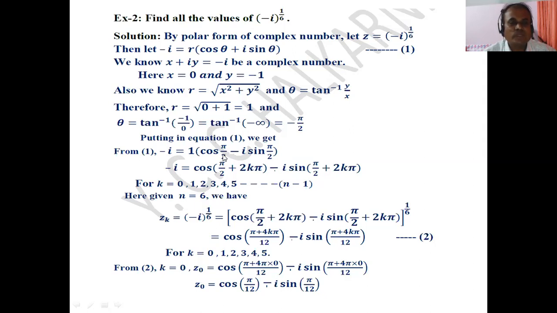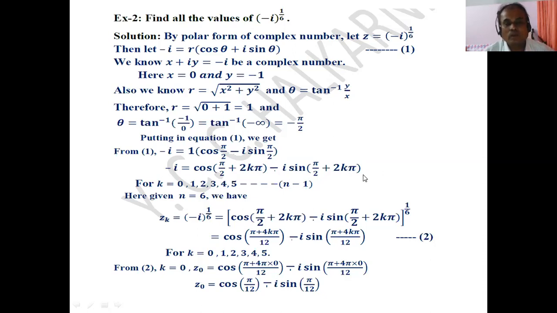Now adding 2k pi to this angle, the generalized form has k equal to 0, 1, 2, 3 up to n. And therefore, minus i is equal to cos of (pi by 2 plus 2k pi) minus i sin of (pi by 2 plus 2k pi), for k equal to 0, 1, 2, 3, 4, and up to n minus 1. For each value of k, we simplify this, and the value is equal to minus i. So this formula is said to be the generalized formula.